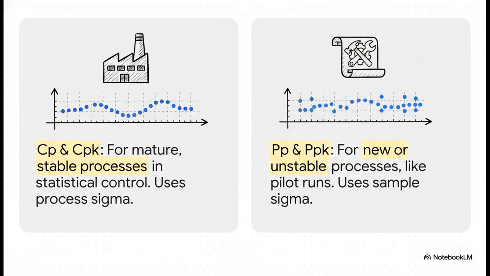So on the left, you've got CP and CPK. These fall under process capability. This is what you use for your mature processes, the ones that are humming along in a state of statistical control. On the right, you've got PP and PPK. These measure process performance, and they're for your new, maybe unstable processes, like a pilot run. For today, we're focusing on the big ones, CP and CPK, the metrics for long-term stability.